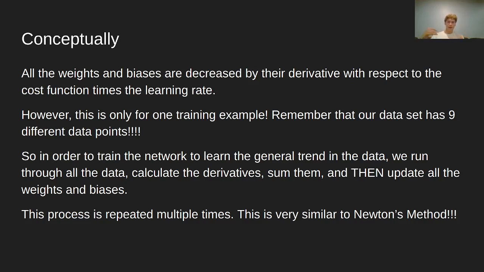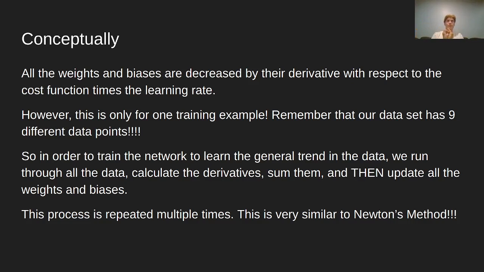However, this is only for one training example. Remember that our data set has 9 different data points. So in order to train the network to learn the general trend in all the data, we need to run through all the data, calculate the derivatives, sum them, and then update the weights and biases so that it doesn't learn just one thing at a time. You're kind of showing it a bunch of examples, and then it takes it all in at once. This prevents it from seeing an example that makes its weights and biases move this much, and then another that makes it move this much, and then they just keep moving back and forth, back and forth, and never really learns anything.